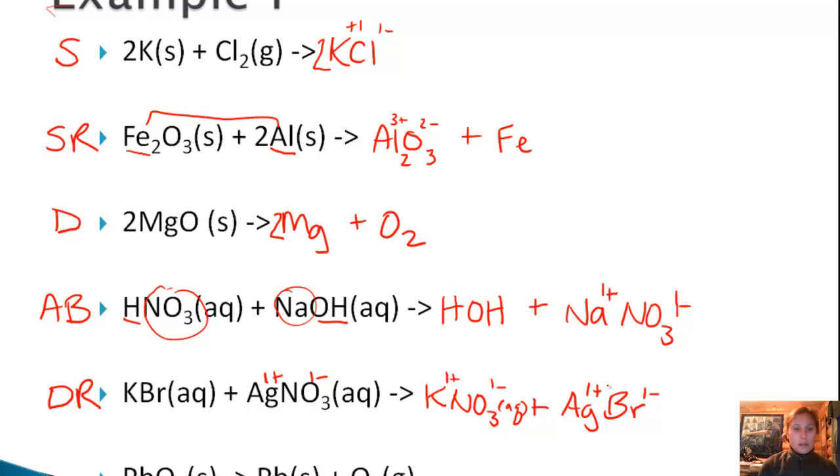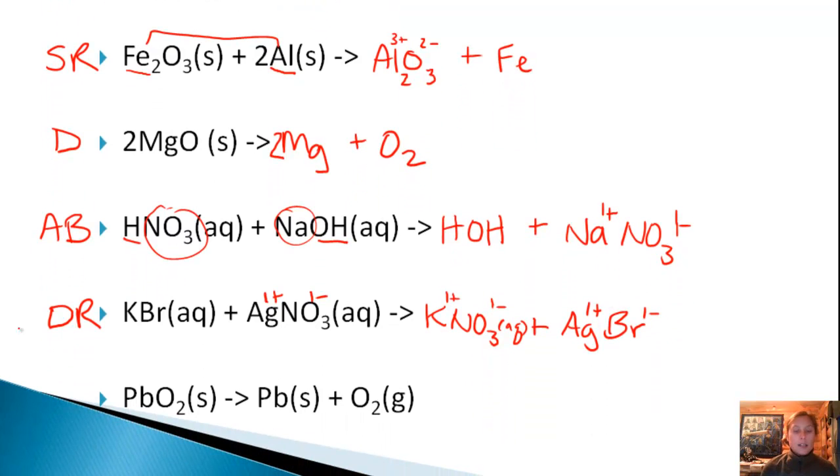Okay, so let's try one more. Alright, so here I gave you the products, and so sometimes you'll have to predict products, sometimes they will be given to you. So again, we have one single reactant going to more than one product, and so this tells me that that is a decomposition because it's one single reactant breaking apart, usually into its elements.